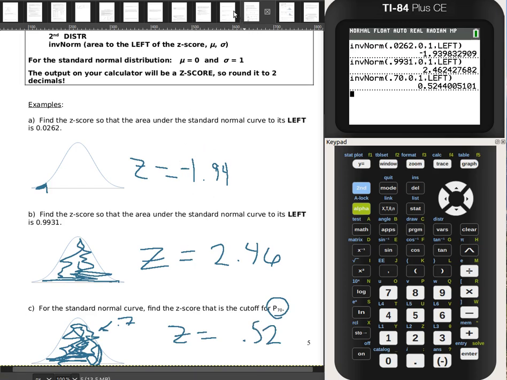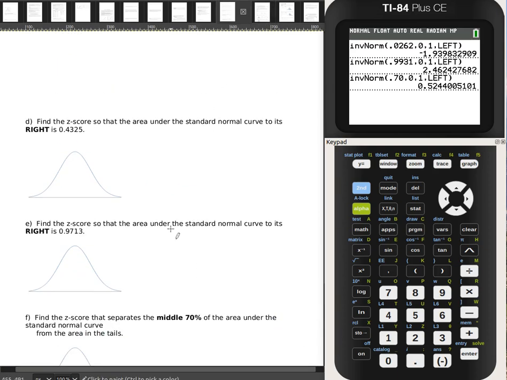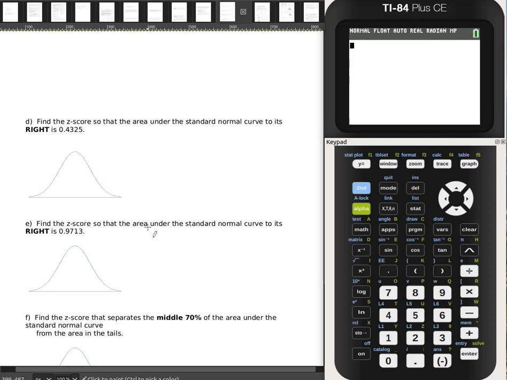So that's a nice problem. What about if we've got tails on the right side this time? We've been dealing with tails to the left. Now we've got tails to the right. Luckily, since we're using a TI-84, it's pretty easy to do this one.